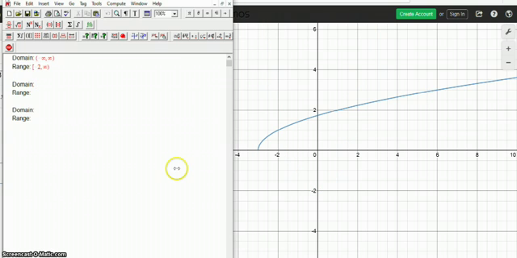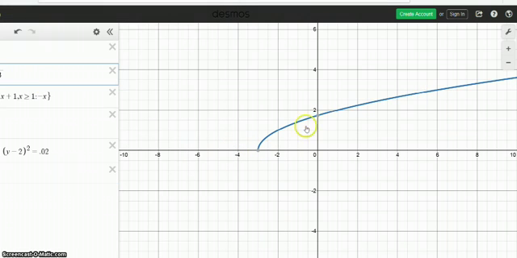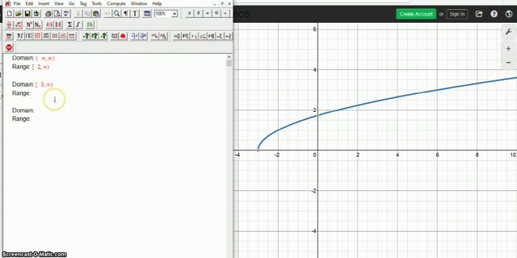All right, on this one, again, domain means x's, domain means left and right. We can see that this one goes as far left as -3, and then it goes to the right forever. So our domain would be -3 to infinity. Conversely, the range means up and down. We can see the lowest value is right here at 0, and then it seems to be going up forever. So our range would be 0 to infinity.